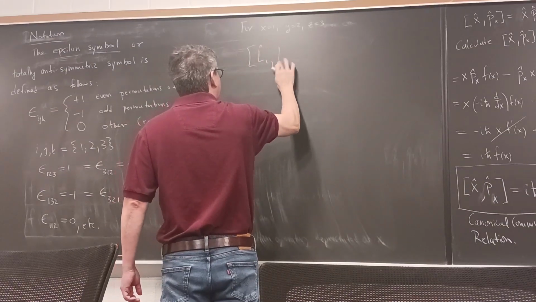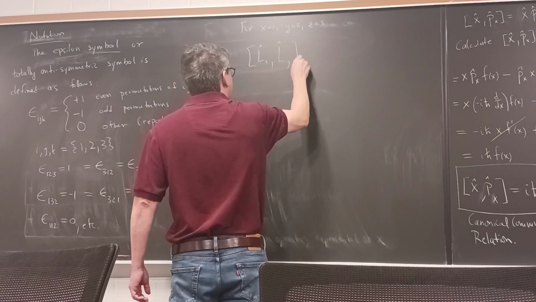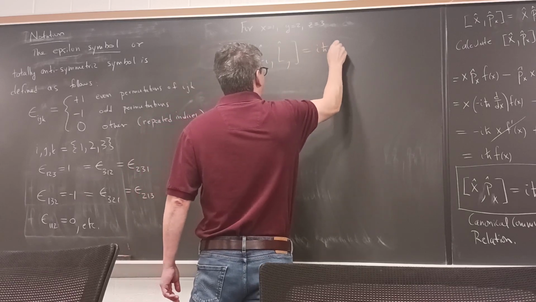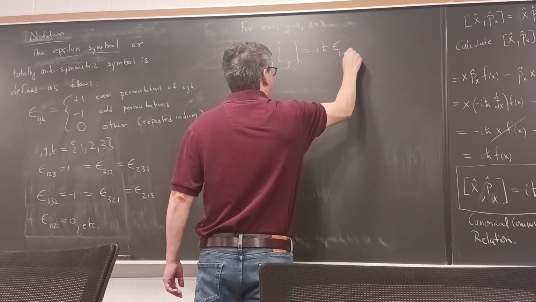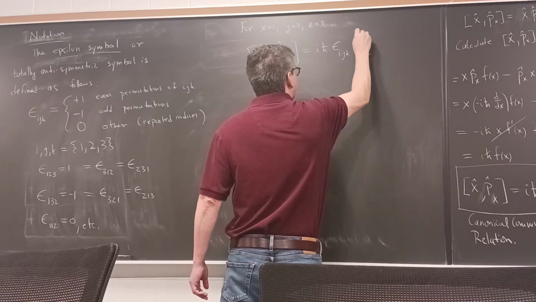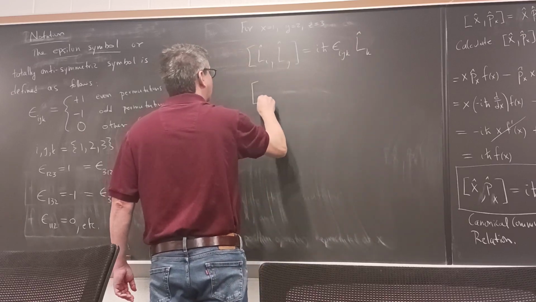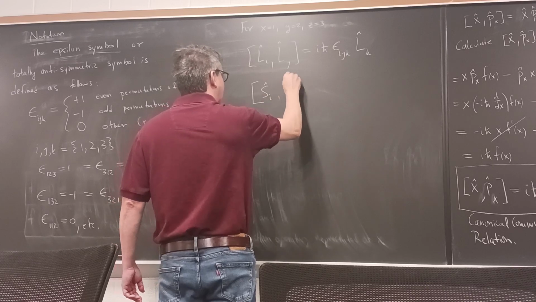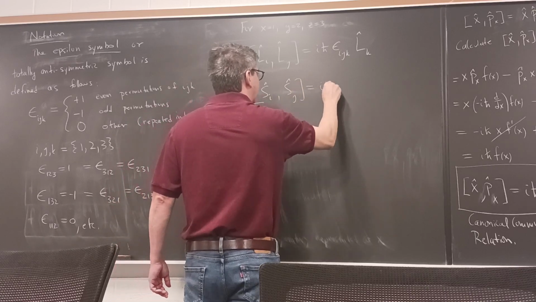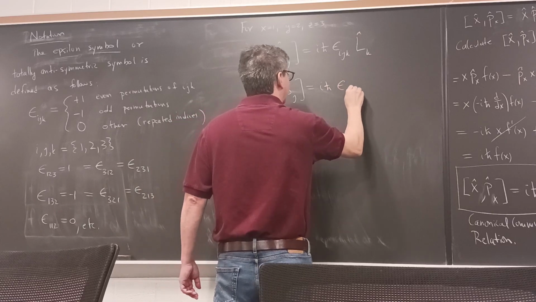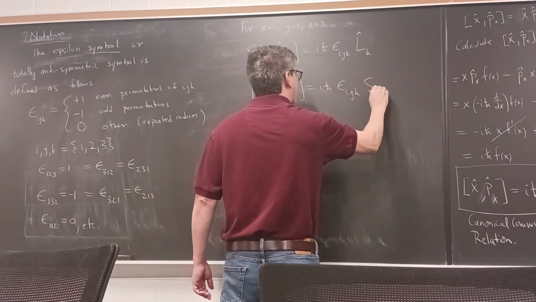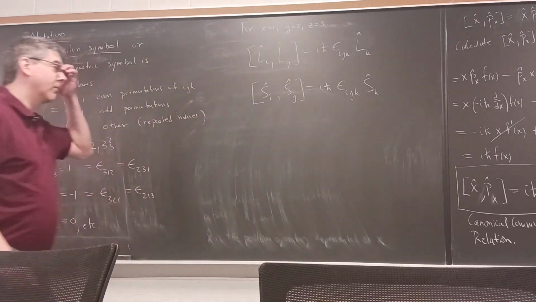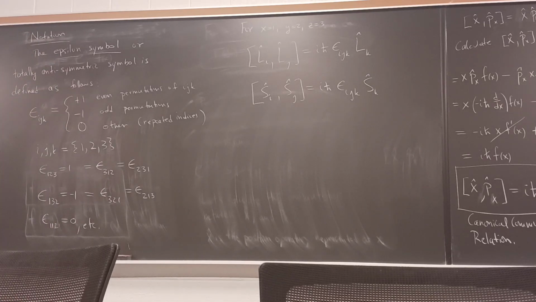[L_i, L_j] is equal to i h bar epsilon_ijk L_k, or in terms of spin, [S_i, S_j] equals i h bar epsilon_ijk S_k. So you can write all three of these at the same time.